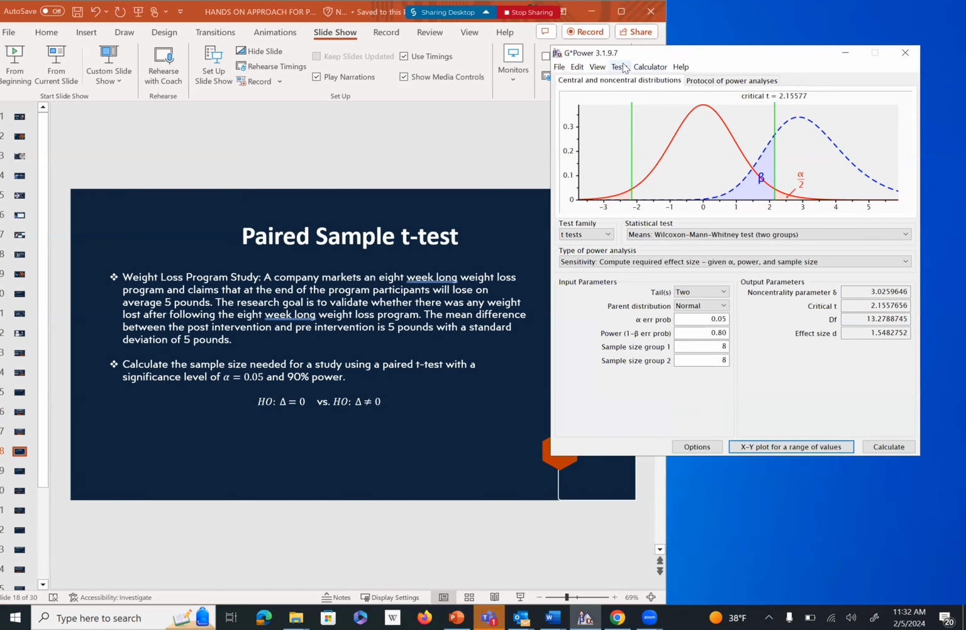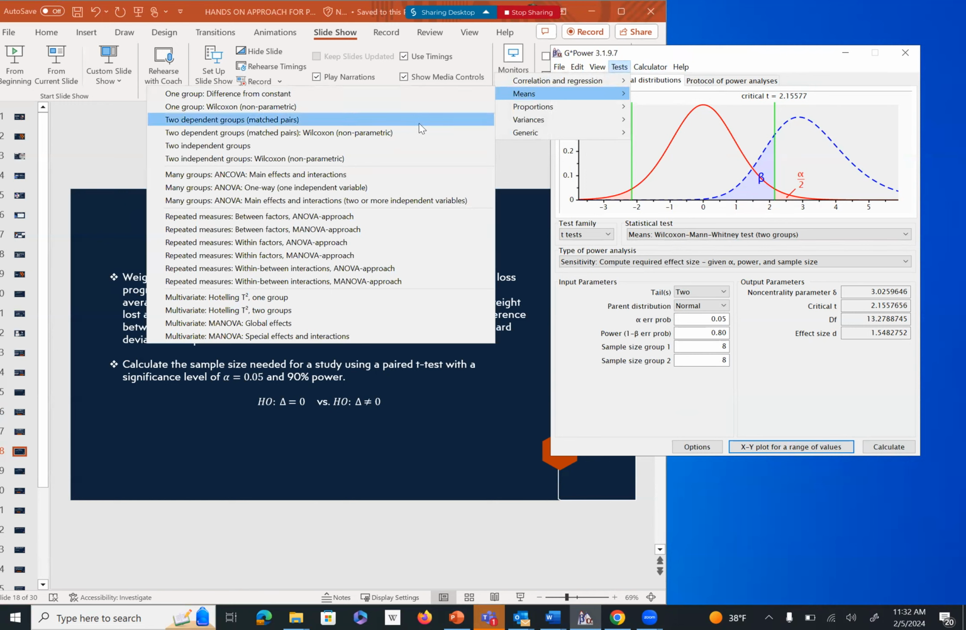Now, when we're running this in GPower, we go to test, we go on means, and we go for 2 dependent groups, matched pairs, because this is a pre and post test that we're running. So these are two dependent groups, matched pairs. They're dependent on each other. It's 2 groups, but we're looking at the same participant pre and post.